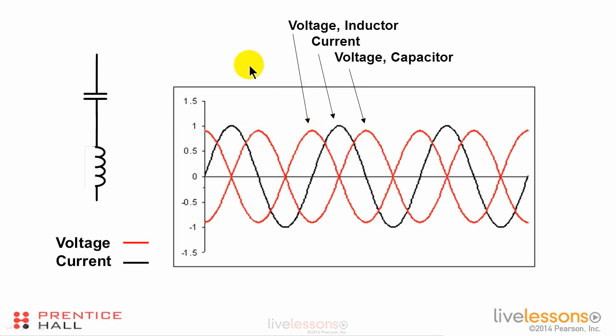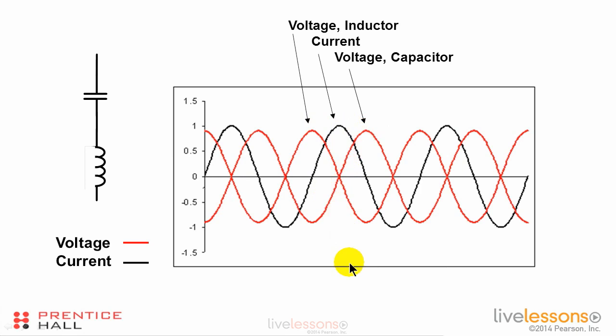If we look at these three curves together, the voltage curve for the inductor peaks 90 degrees ahead of current. The voltage curve for the capacitor peaks 90 degrees after the current. The voltage curve for the resistor peaks at exactly the same time as the current. The voltage across the inductor and the voltage across the capacitor are exactly 180 degrees out of phase.